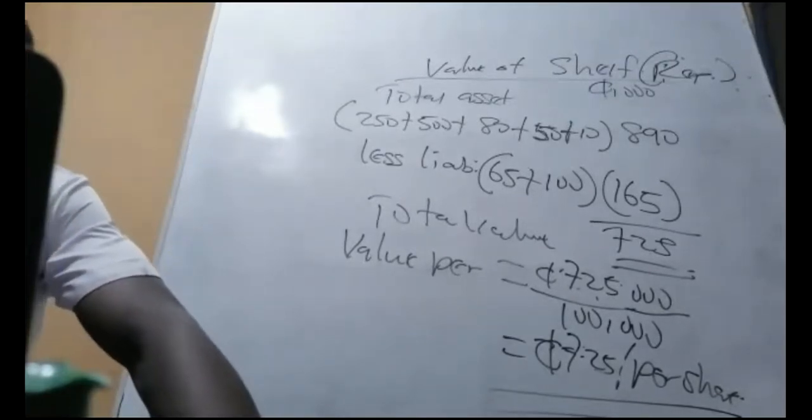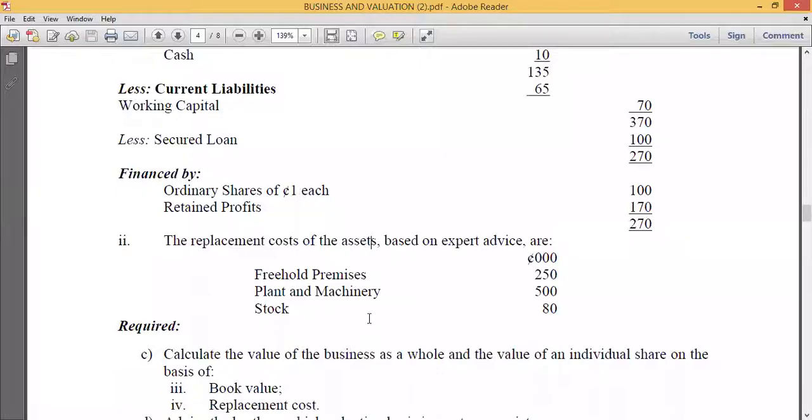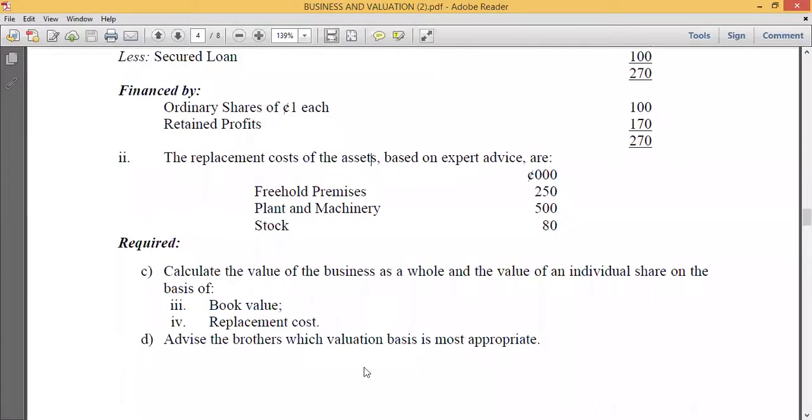The decision. What was the requirement? Let's go to the requirement of the question. It says: advise the brothers which valuation base is the most appropriate. Based on this, which one are you going to go for? They should choose the highest one. They are going to sell, so you sell at the higher price.